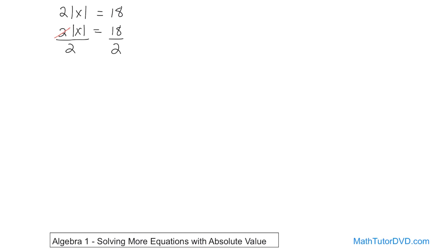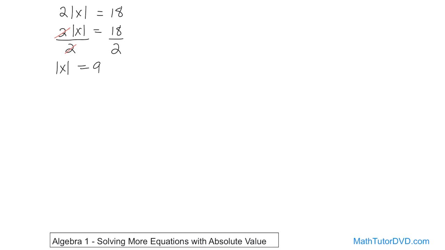Now you see you have a 2 on the top and a 2 on the bottom. They'll cancel, which just means they're dividing out. 2 divided by 2 is 1. So effectively, everything basically disappears there. And on the left-hand side, you still have the absolute value of x, and on the right-hand side, you have 18 divided by 2, which is 9.